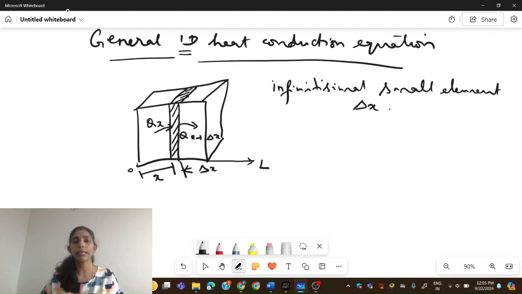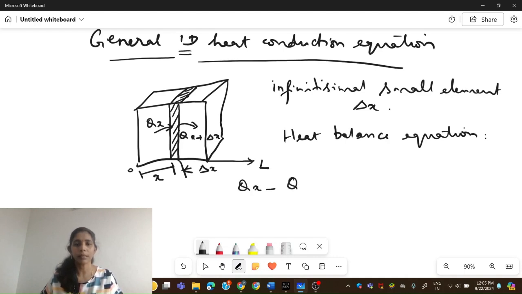Now we are going to write the general heat balance energy equation. For this case, it is going to be qx minus qx plus delta x plus the heat that is generated inside this element, and that will be equal to the change in internal energy of the element. When I say change, it is always with respect to time. So change in internal energy with respect to time.